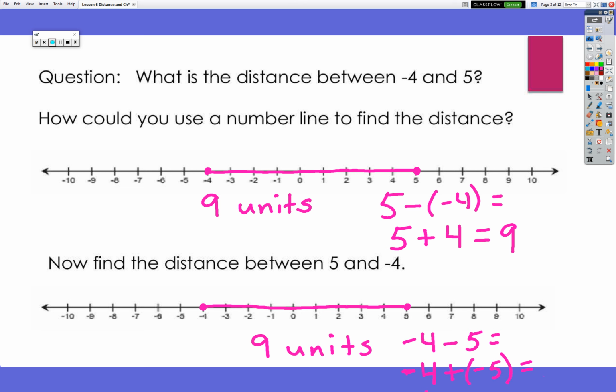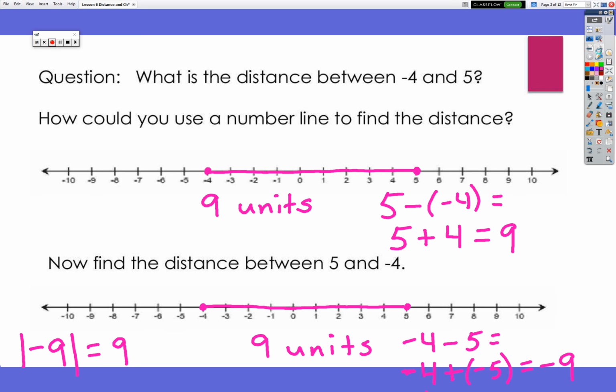Same signs, add and keep. 4 plus 5 is 9. I keep the sign. Now, distance is always a positive number, so that's where the absolute value comes in. The absolute value of -9 is just 9. I'm going to write that over here. That looks like this. The absolute value, that's what those two lines mean, absolute value of -9 is 9. So either way I do it, the distance between those two numbers is 9 units.